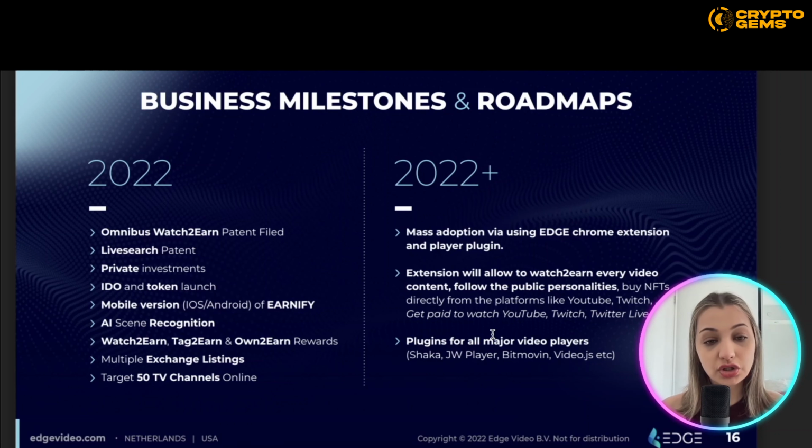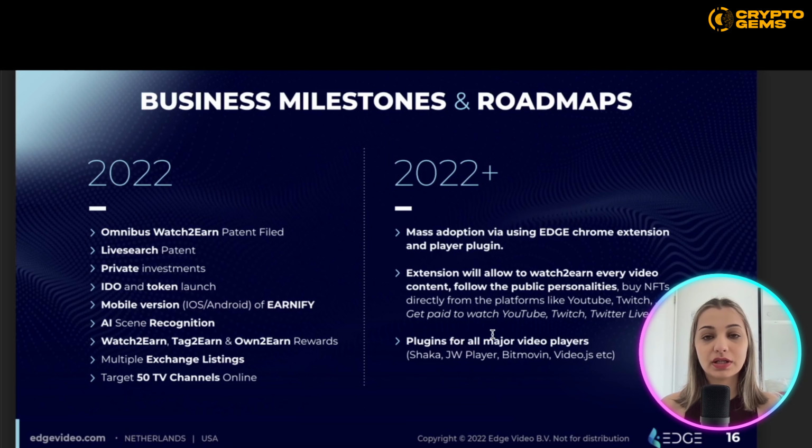The mobile version of Earnify will be launched, with AI scene recognition, watch to earn, tag to earn, and own to earn rewards, multiple exchange listings, and a target of 50 TV channels online. After 2022, the focus would be on encouraging mass adoption of the Edge Chrome extension and their plugin.